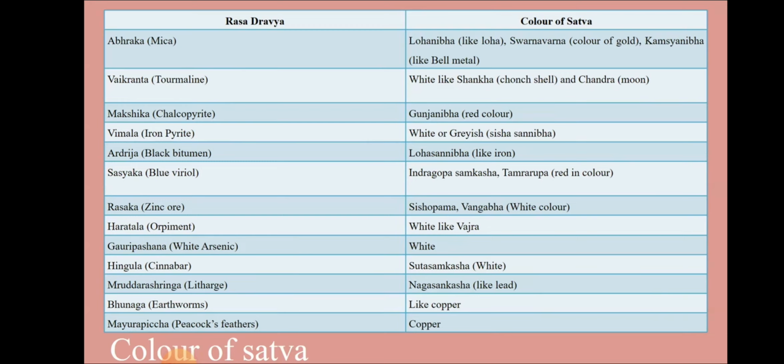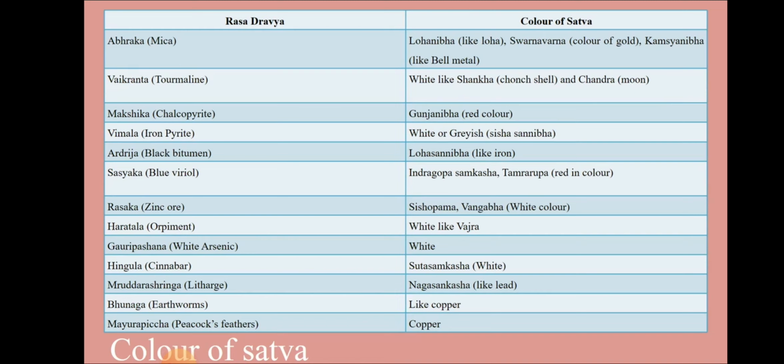Adrija is Loha Sannibha. Tasyaga is Indragopa Sankasha, that is red in color, Tamra Ruba. As the Sasyaga is copper sulfate and Tamra is the extracted Sattva, so Tamra Ruba will be the color. And Resaga, it is Tishobama, that is Naga. And Vangava, white color.